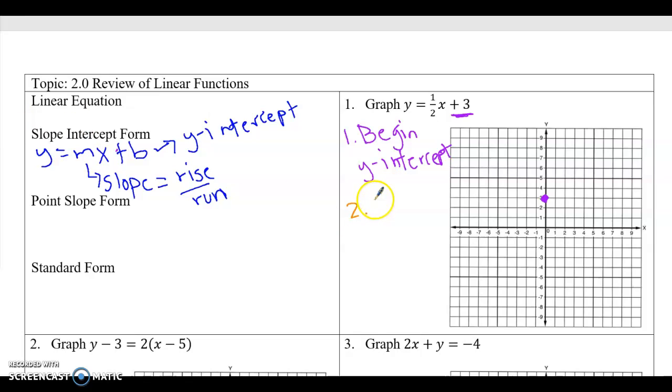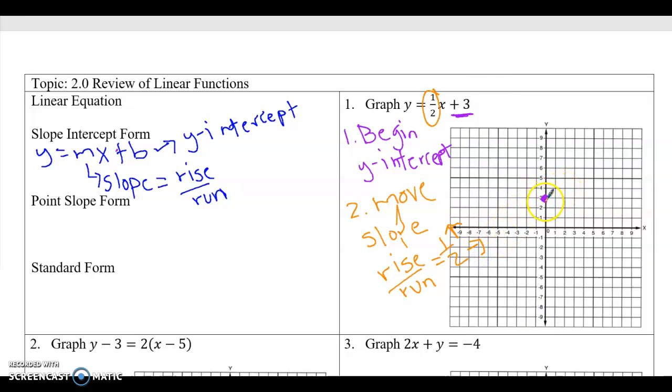So step 2 is we're going to figure out how we move from that point. And how we move from that point is going to be my slope, which is the rise over the run. So since I have a slope that's a fraction, which is 1/2, I rise 1, and rise is up and down. So since it's positive, I'm going to go up 1. And then I run. I can only run left and right. I can't run up in the air, and I can't run down into the ground. That doesn't make sense. And then I'm going to run 2 to the right.